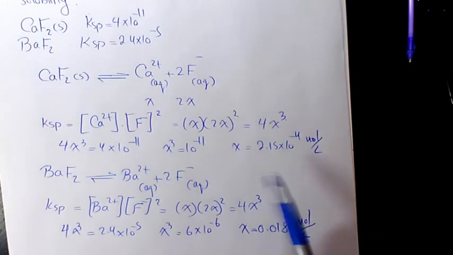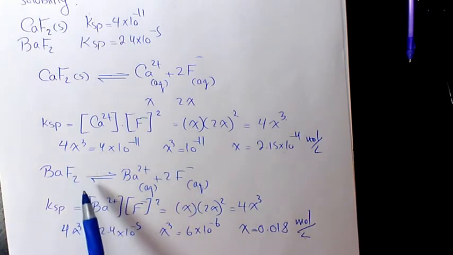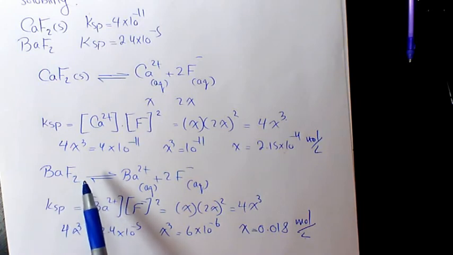So as you see here, the first one, the molar solubility is much smaller than the second one. So we're going to say that calcium fluoride has the smallest molar solubility comparing these two.